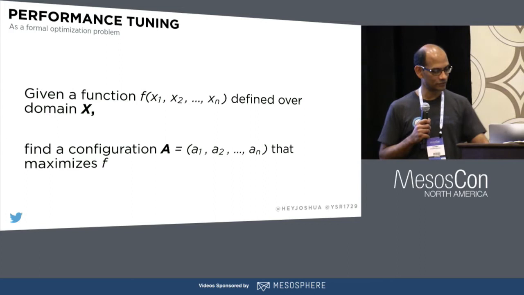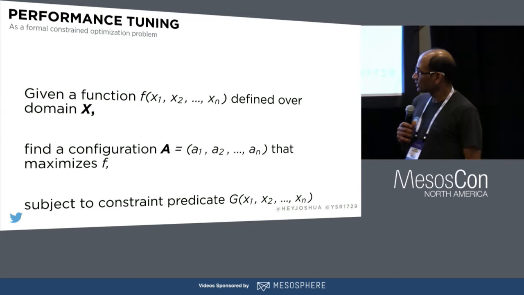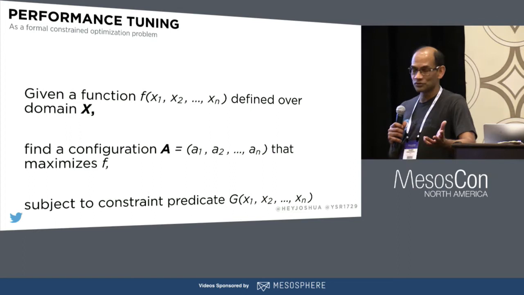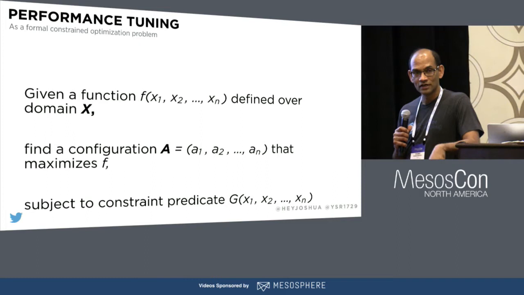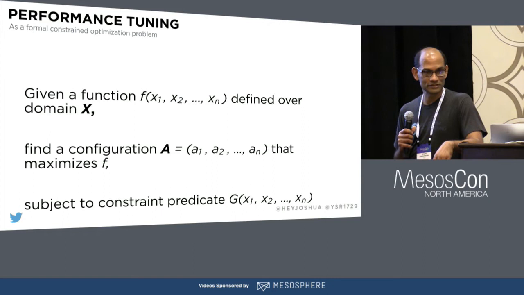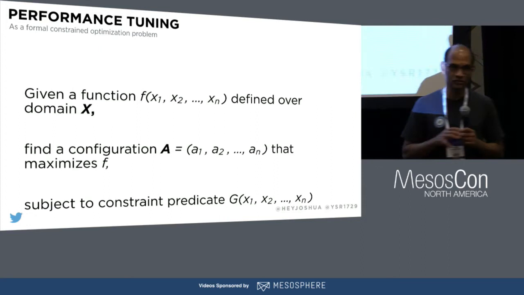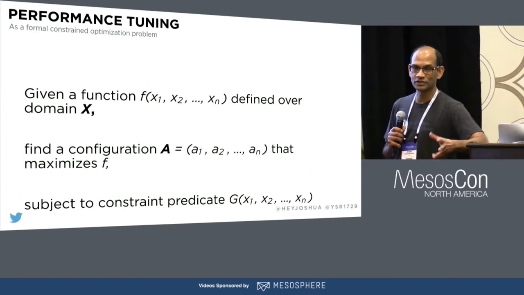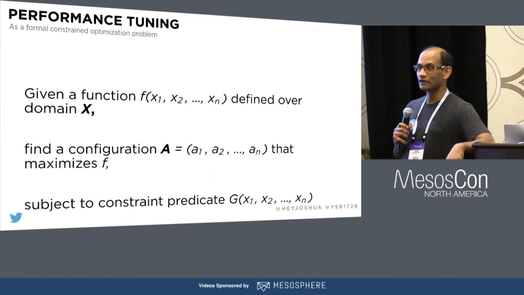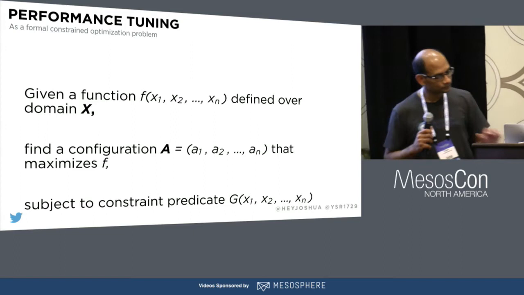But there might be constraints on this optimization problem. So for example, supposing I want to maximize throughput of my service, I might still have some constraints on the latency that the service responses might have to satisfy. So there could possibly be a constraint predicate G. There could be a bunch of constraint predicates, and I can actually represent it as the conjunction of a set of individual predicates that must be satisfied for the optimal configuration to be acceptable. So that's how we would model this performance optimization problem.